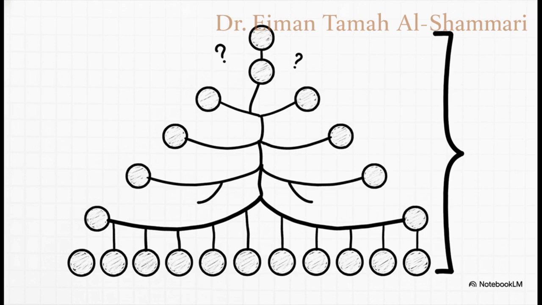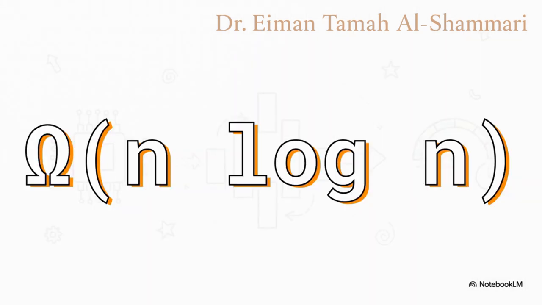Every time an algorithm asks that yes or no question, it branches down a path in a decision tree. To properly sort n items, that tree has to have a leaf for every single possible output permutation. And for n items, there are n factorial possible orderings. Because a binary tree with n factorial leaves must have a certain minimum height, the math strictly dictates that the worst-case number of questions you must ask is the logarithm of n factorial. And through mathematical approximation, the logarithm of n factorial simplifies to n log n.